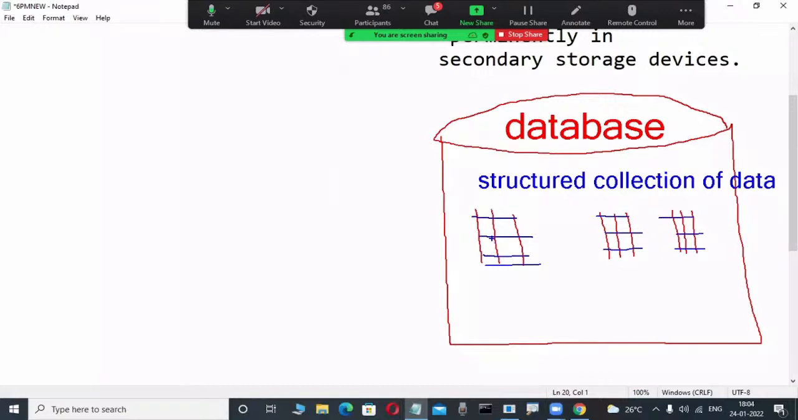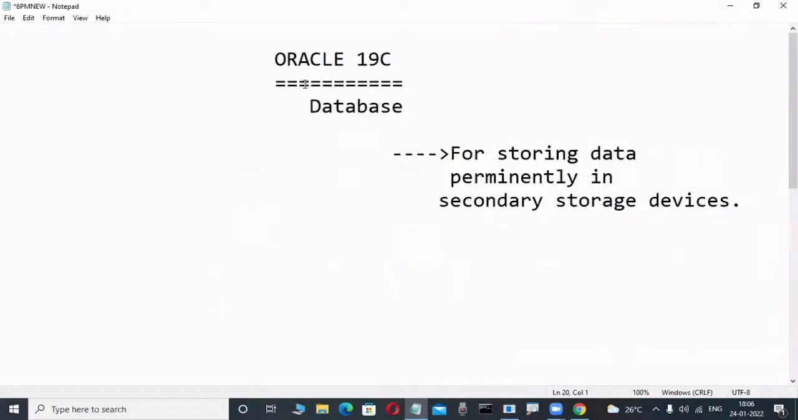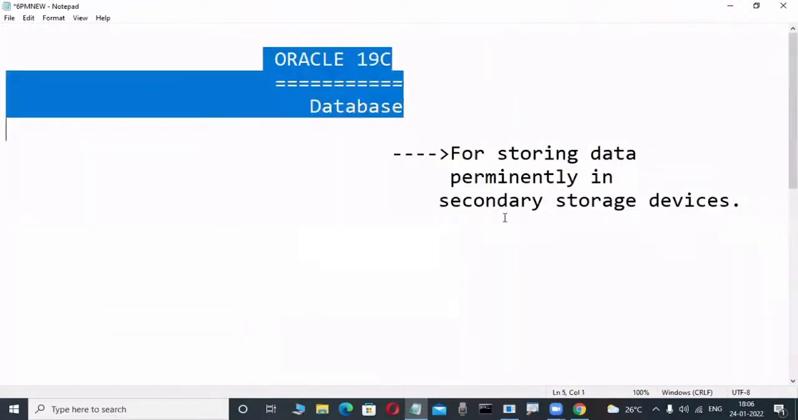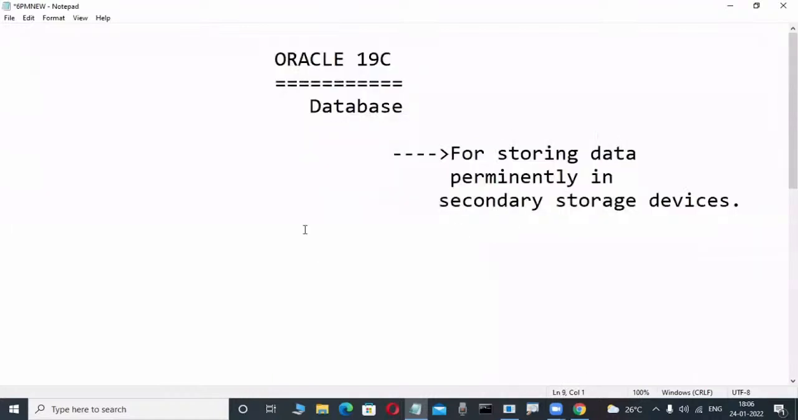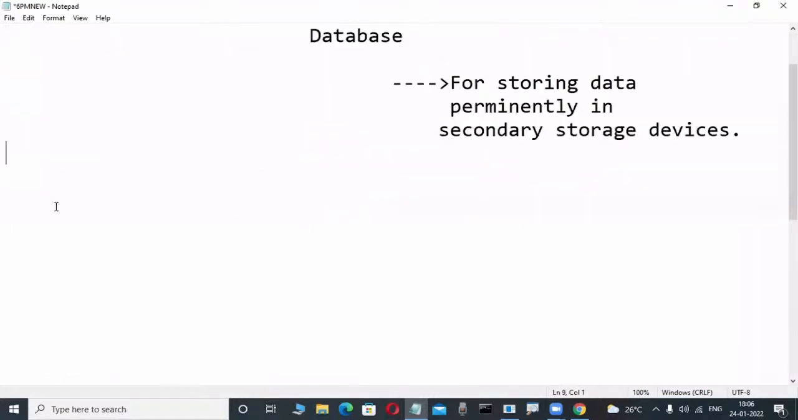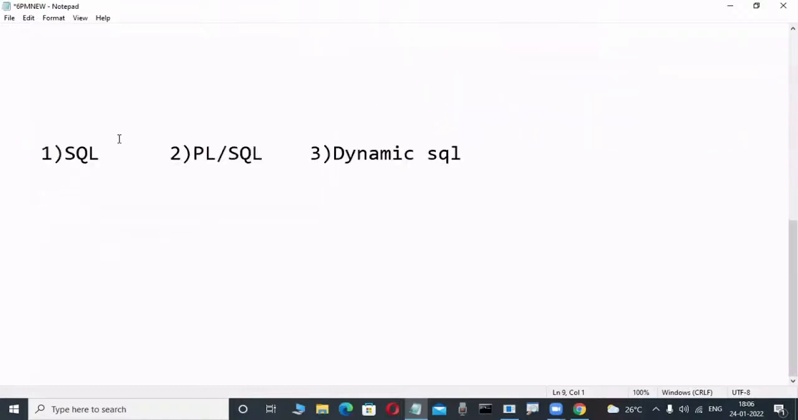Once a structured collection of data is there, for handling and operating this data, which language do we use? Very good. SQL, Structured Query Language. That's why these databases are implemented based on the relational data model. What is that? Today I will tell you. These databases, Oracle, SQL Server, DB2, Sybase, MySQL, are all implemented based on the relational data model concept. For operating those data model products, we use SQL.